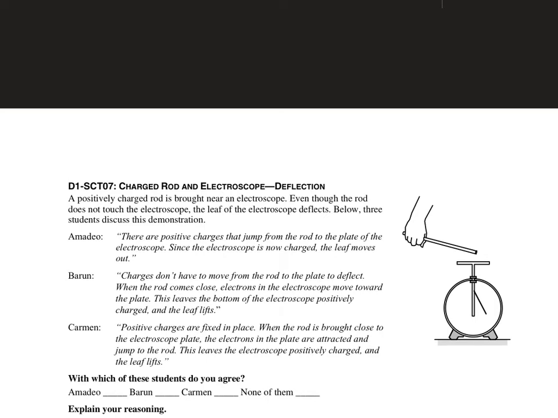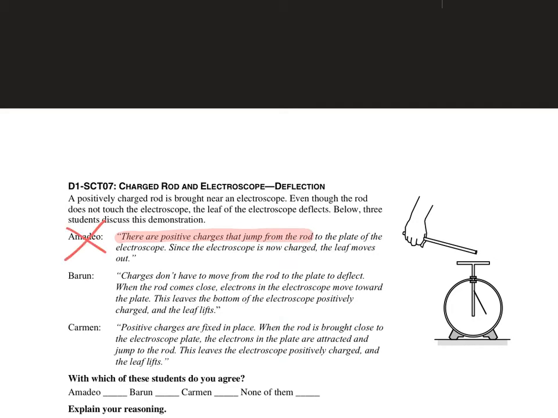Proficiency helps. All right, so I guess, aren't these people like from Romeo and Juliet or something, Amadeo, or something like that? Some old play. So let's see what Amadeo has to say. There are positive charges that jump from the rod. Okay, no.